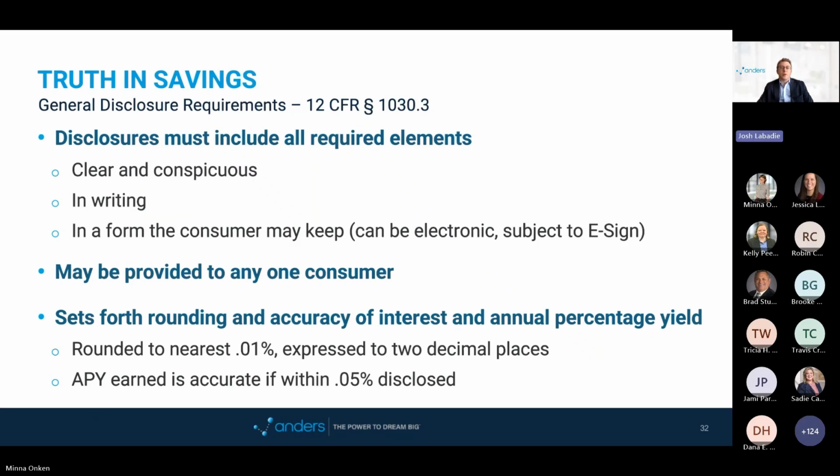All right, so your general disclosure requirements. So again, clear and conspicuous, in writing, in a form the customer can keep. If you satisfy e-sign, they can be electronic, and you may give them to just one person on the account. And then this is the part of the reg that also dictates the accuracy of the interest rate in APY. So when we review, we do recalculate your interest in APY on statements and disclosures, and then we trace what the disclosure said to the statement for consistency. All right. Disclose it to at least 2 decimal places, and then you get a tolerance of plus or minus 0.05% for rounding. So if your disclosure said they'll get 1.25%, they should actually earn between 1.20 and 1.30 in the statement cycle.